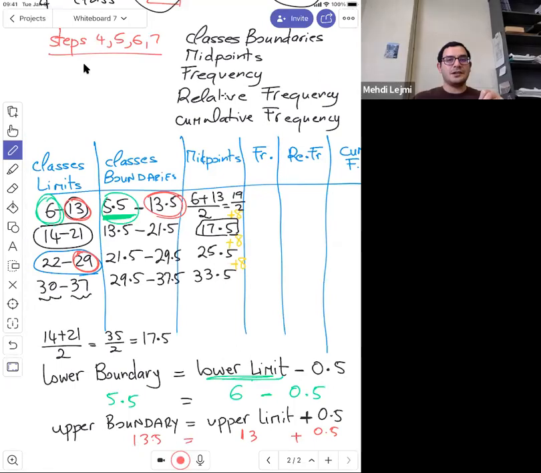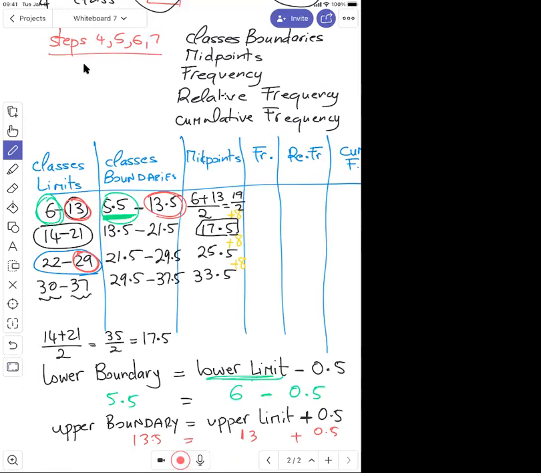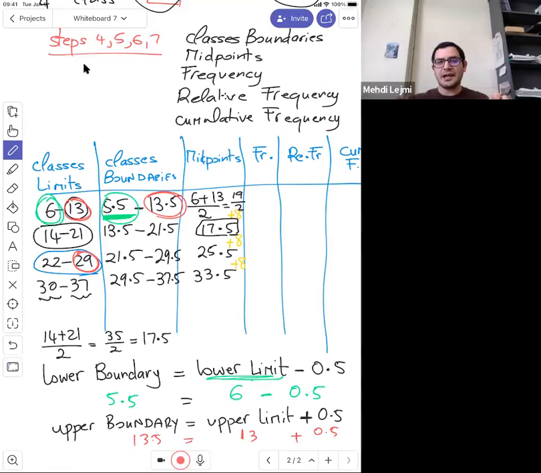That's the way we compute the midpoint. The midpoint is supposed to be the average, the point in the middle of your class. So it's the average of your lower limit and the upper limit. That's why we have to divide by 2 to compute the midpoint. Okay, so in the midpoint, you always divide by 2. Because that's like the average, the point in the middle of your interval.